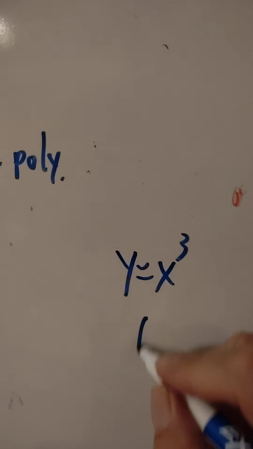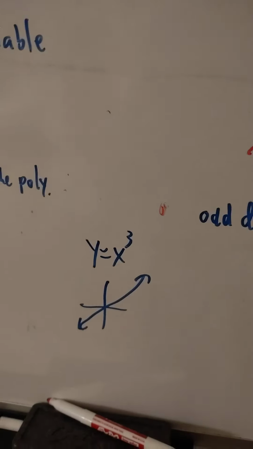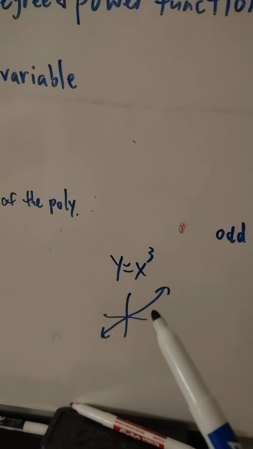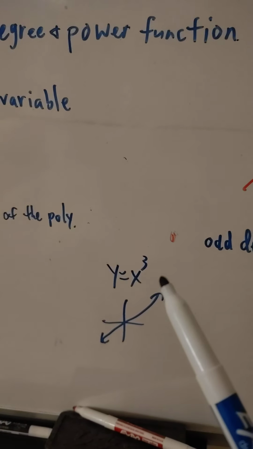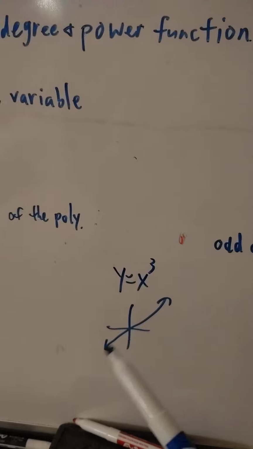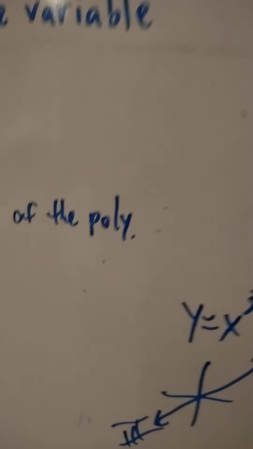And we know what this graph looks like. It's in our library of functions. It looks something like that. And what can you tell me about the ends of the graph for y equals x cubed, or for that matter, any power function which is an odd degree? The ends go in opposite directions, through the first and third quadrants. So that's good to know.